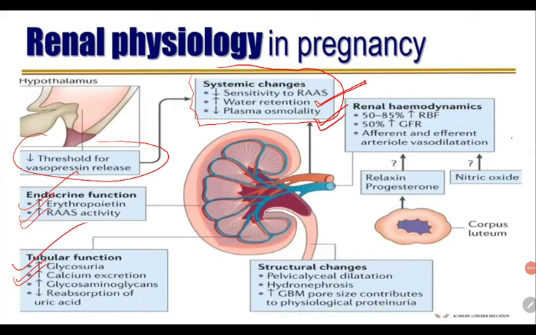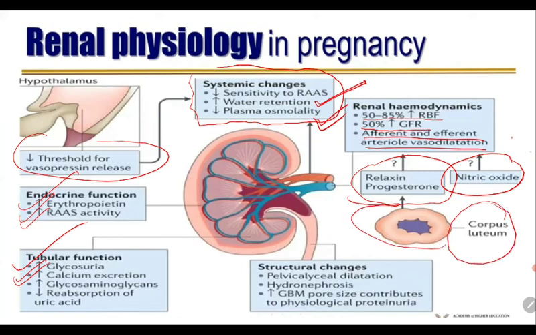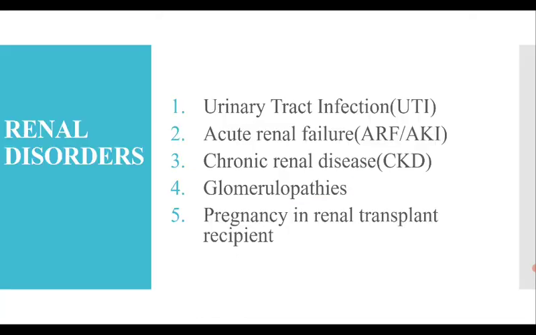Then renal hemodynamics: there will be a 50 to 85% increase in renal blood flow and a 50% increase in GFR, with afferent arteriolar vasodilatation because of relaxin, progesterone and nitric oxide, which are released by the corpus luteum in pregnancy. In the structural changes, pelvicalyceal system dilatation happens, hydronephrosis happens, and increased GBM pore size contributes to physiological proteinuria, because the GBM pore size is increased in pregnancy.